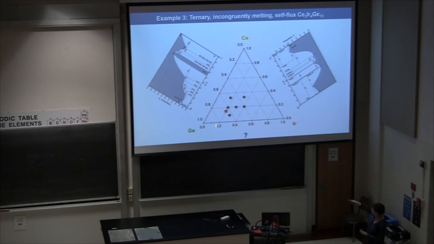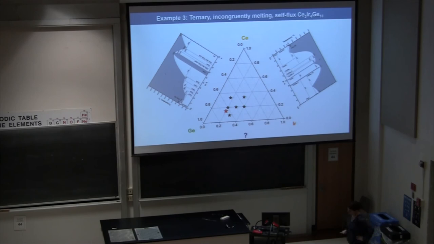And you can get quite messed up looking at these things. They kind of make your eyes cross after a while. But just make sure when you look at any composition that it actually does add up to 100%, is a good rule of thumb. And so we can infer a little bit by looking at the binary phase diagrams. So here we have cerium iridium, and here we have germanium cerium, and we're missing germanium iridium. And the composition that we're interested in growing is marked by the red star. So that's the 3-4-13 phase.